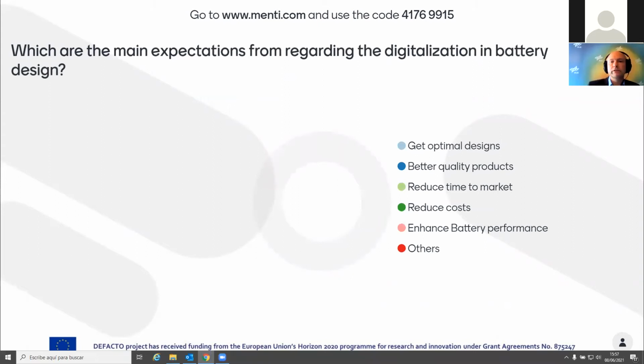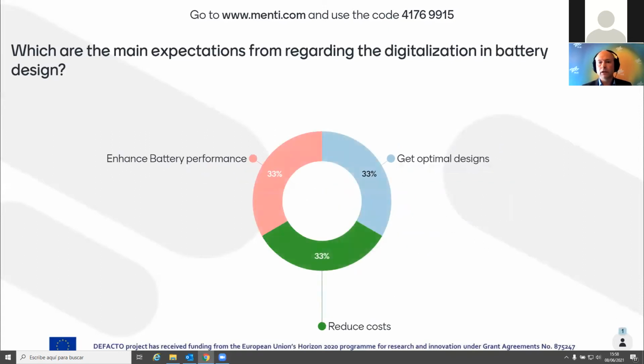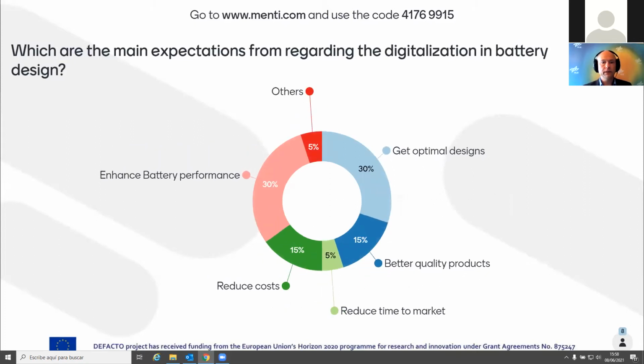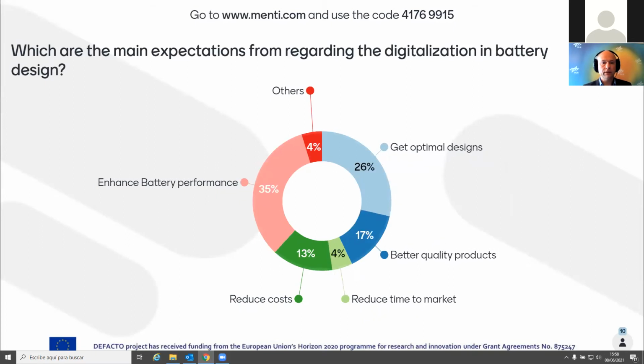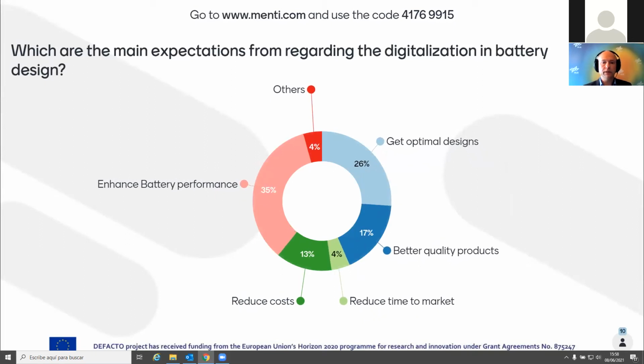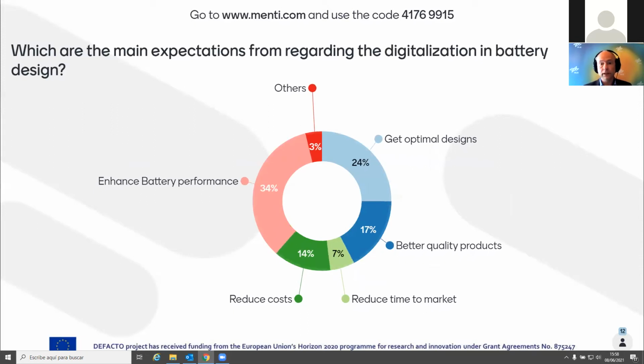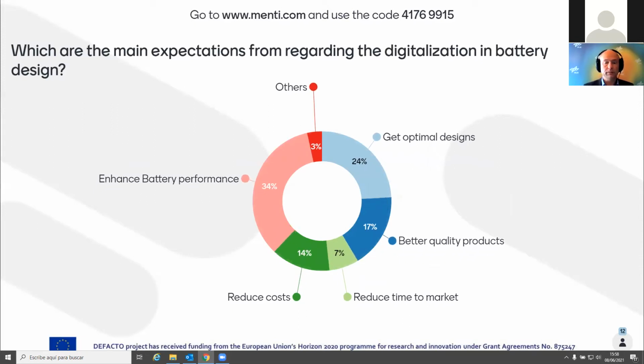So which are the main expectations regarding digitalization and battery design? Optimal design, I mean, you have to design what is optimal for you. Better quality products is certainly an issue. Time to market, if you're really developing a lot of different types of batteries, this is an issue. Reduce costs, I mean, for any commercial company, this is a very, very important point. Reducing cost and enhancing battery performance are, of course, in contrast to each other very often. So one has to choose or find the optimum.